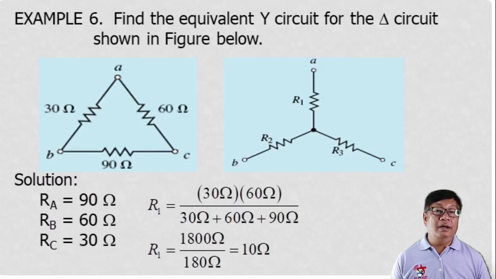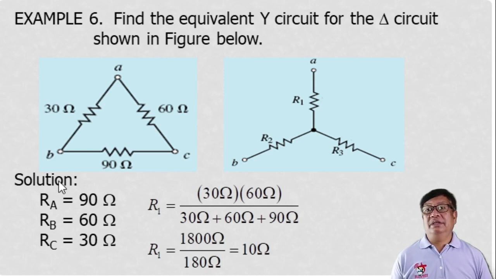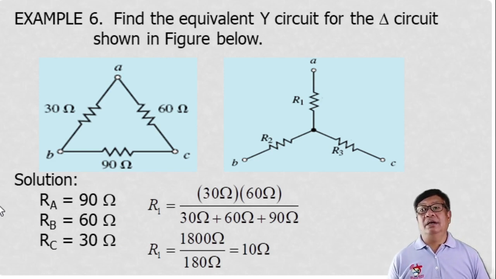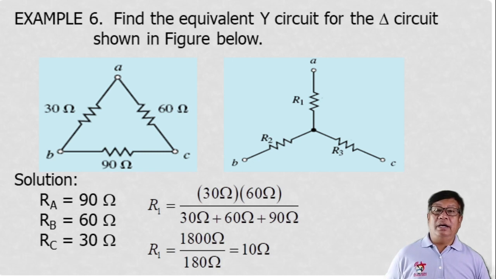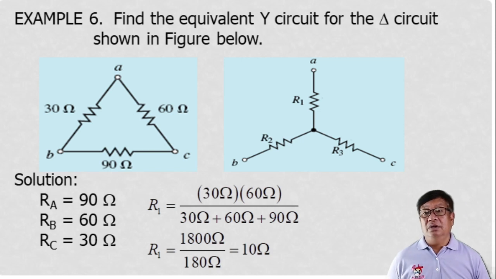Okay, so we have this example. Find the equivalent Y circuit for the delta circuit shown in the figure below. So we have this delta, and you are going to convert this into its equivalent Y circuit. Our delta here, the resistance between terminals A and B is 30 ohms. Between B and C is 90. Between C and A is 60 ohms.